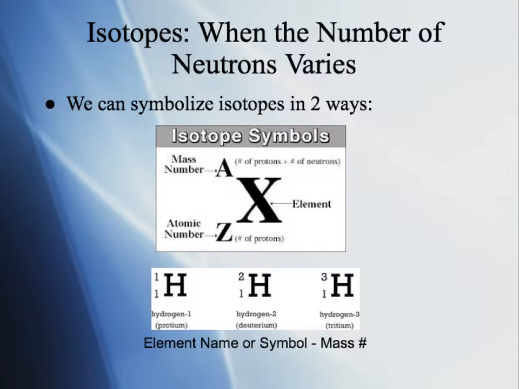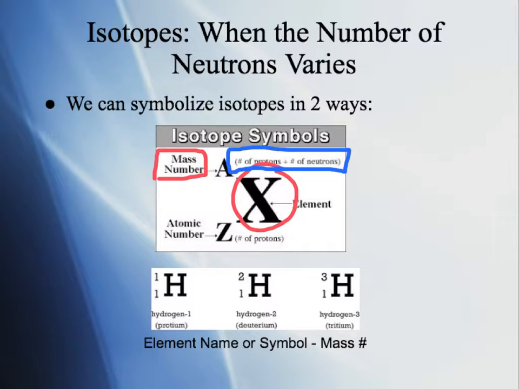All right, when we're talking about different isotopes of atoms, we can symbolize them in 2 ways. This is what we call isotope symbols. You always put the element's symbol nice and big in the middle. Up on top we have the mass number, which is the number of protons plus neutrons, because remember, the mass of an atom is protons plus neutrons. The mass number goes on top, and the atomic number, the number of protons, goes on the bottom.